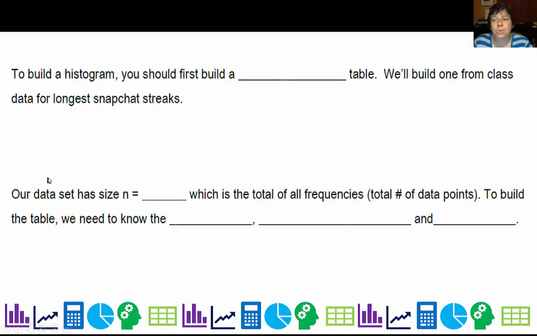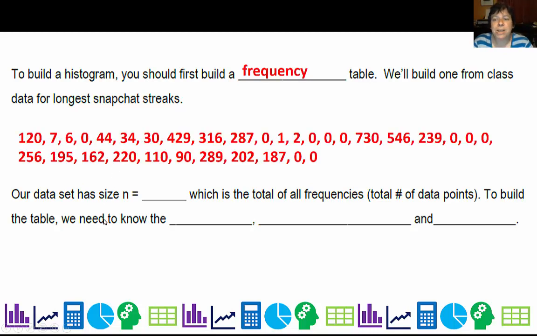So how do we build this histogram? First, you really should build a frequency table. Here's some Snapchat data that I pulled from a class. I asked, what were your longest Snapchat streaks? Now, I have several zeros in there because there are a lot of kids who actually don't use Snapchat. But then I have a really high number of 730. So we went through and counted all this data and found out we had 33 points. So N is the frequency for the data, which is the total number of data points.